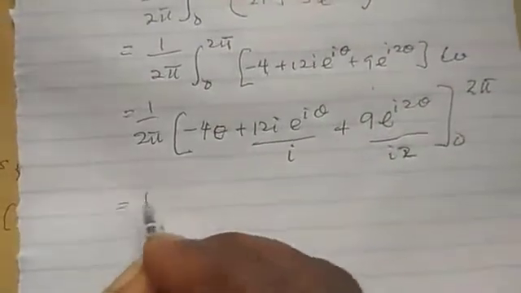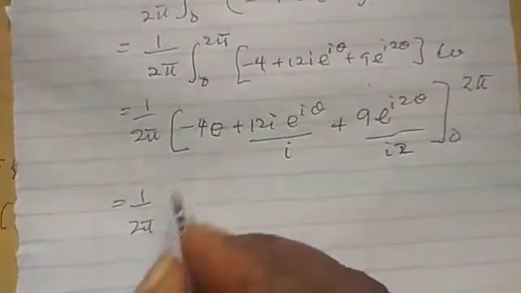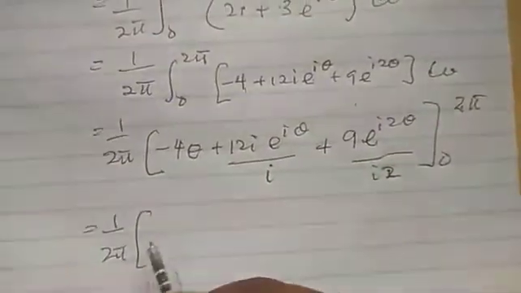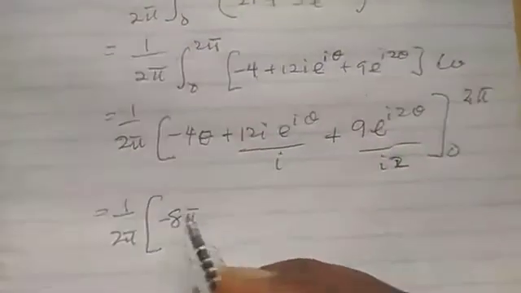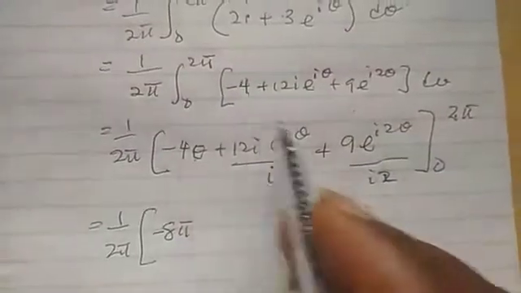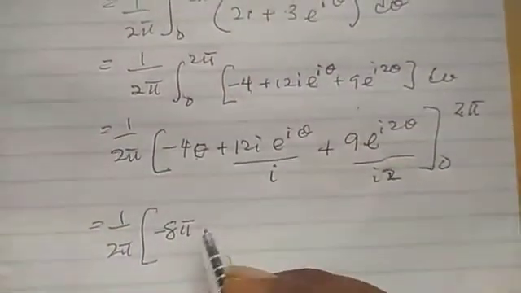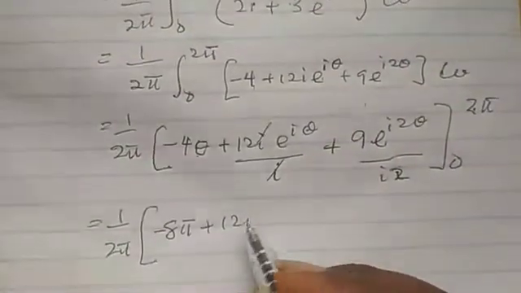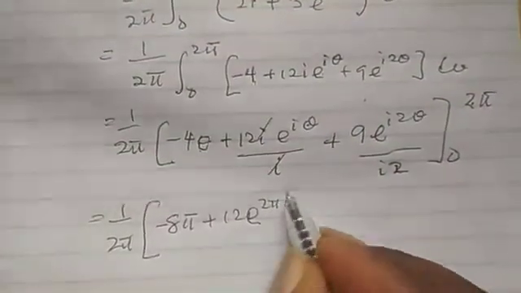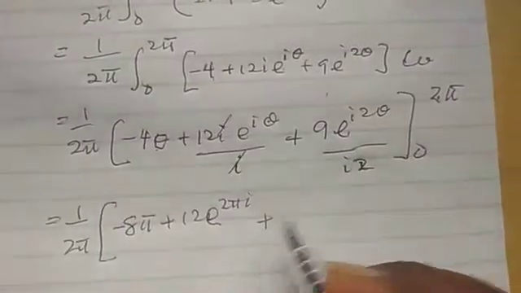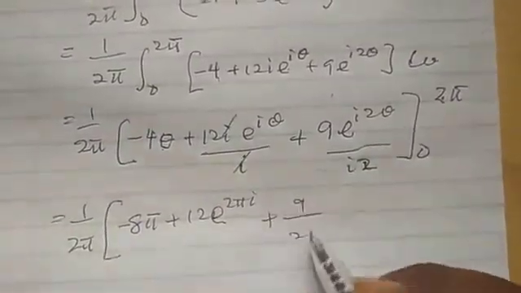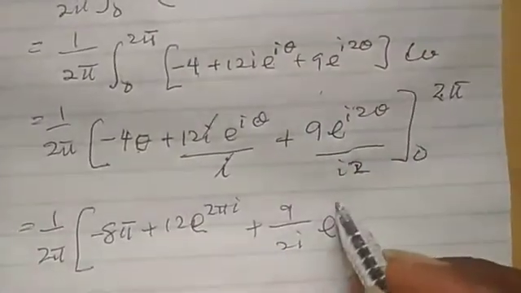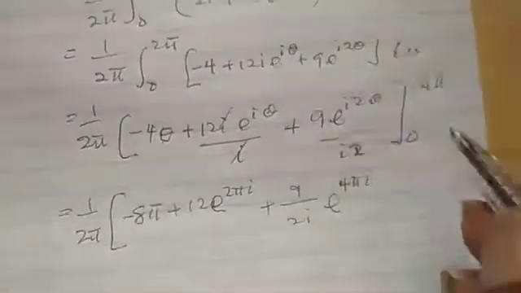Now, this will give me 1 over 2 pi. Let's put theta to be 2 pi. So this will be 8 pi. If you put theta to be 2 pi here too, we have 12 exponential 2 pi i. Then plus 9 over 2i exponential, if you put theta here, we have 4 pi i.